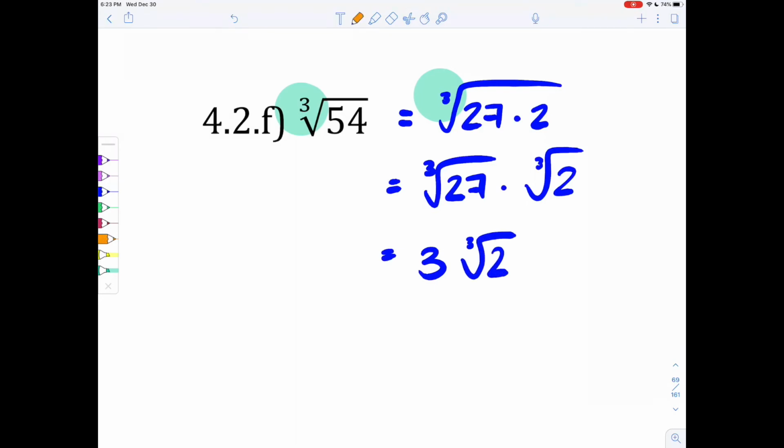Whoop-de-doo. And I'm going to look at my final answer, look at the radicand and be like, well, where'd it go? But I'm going to look at it and go, hey, does it have any remaining factors that would also be perfect cubes?